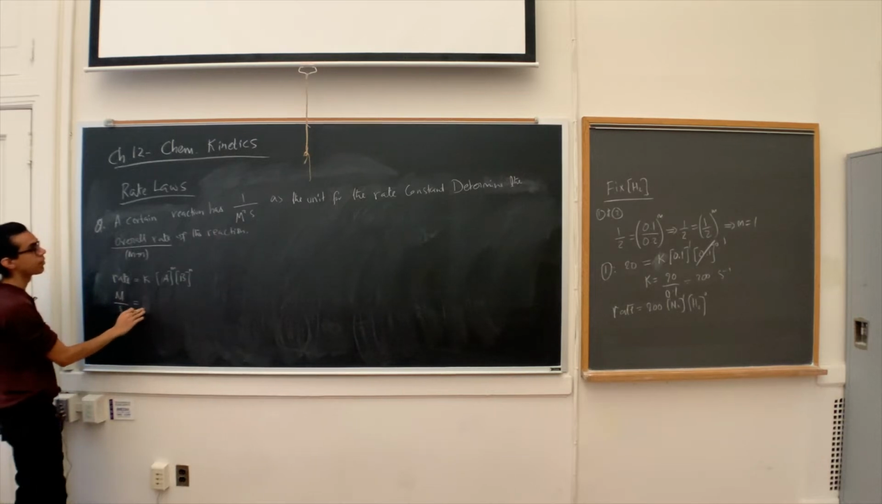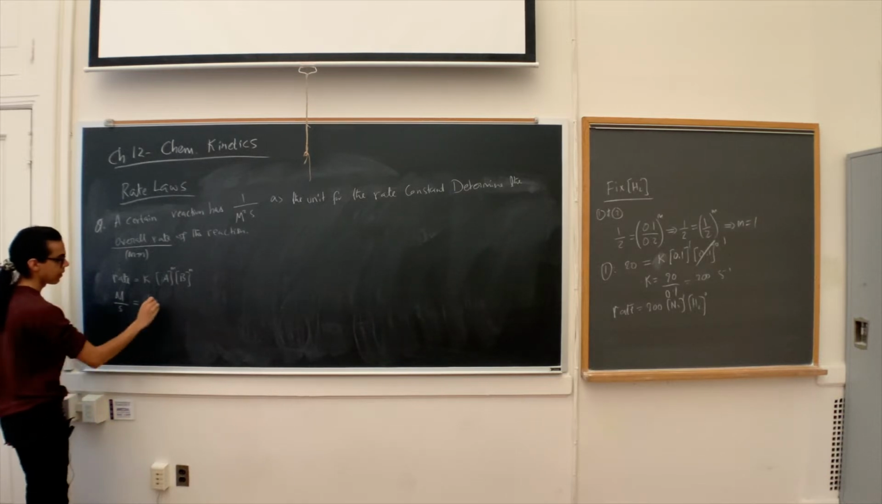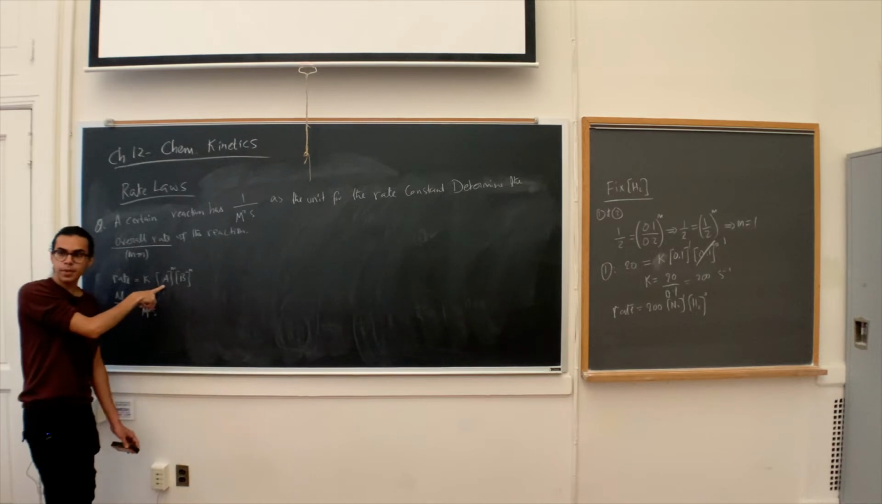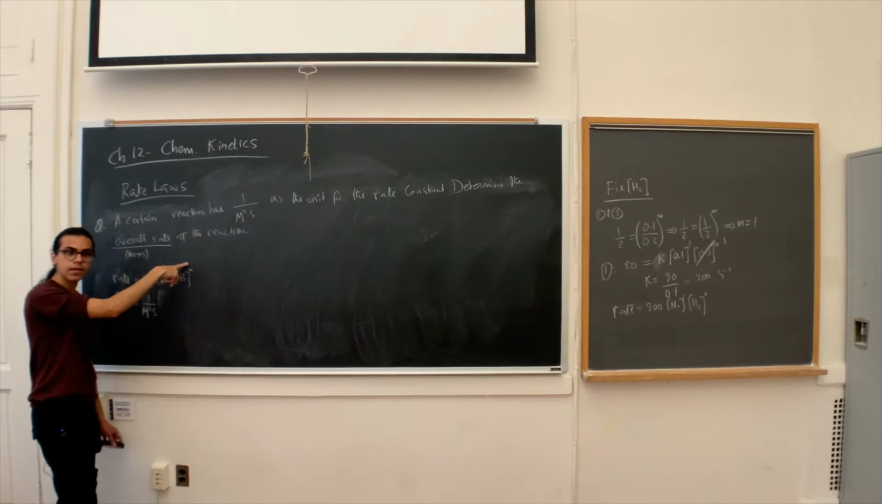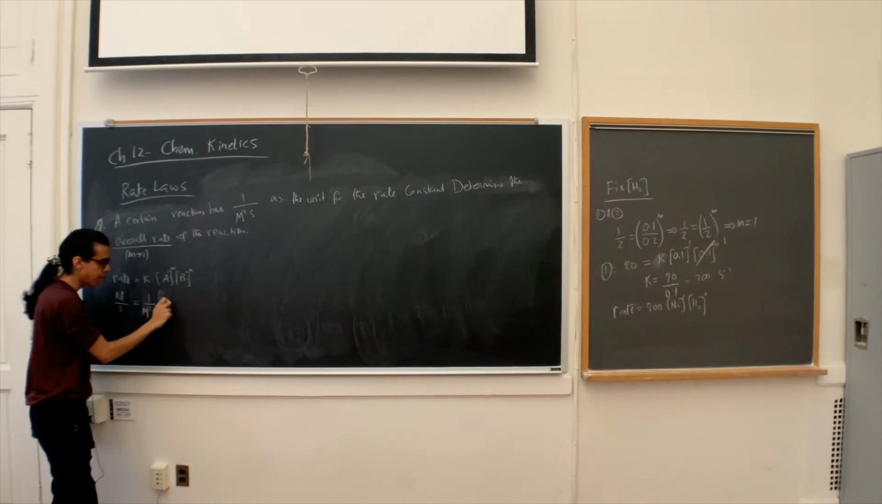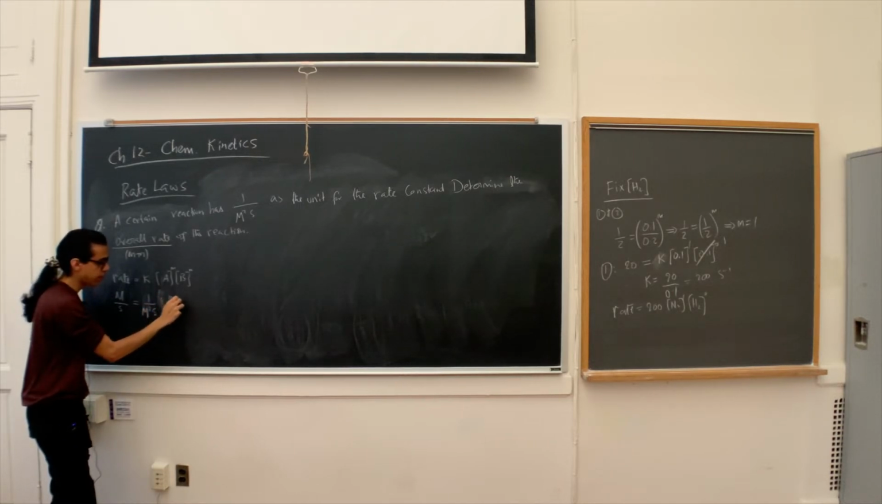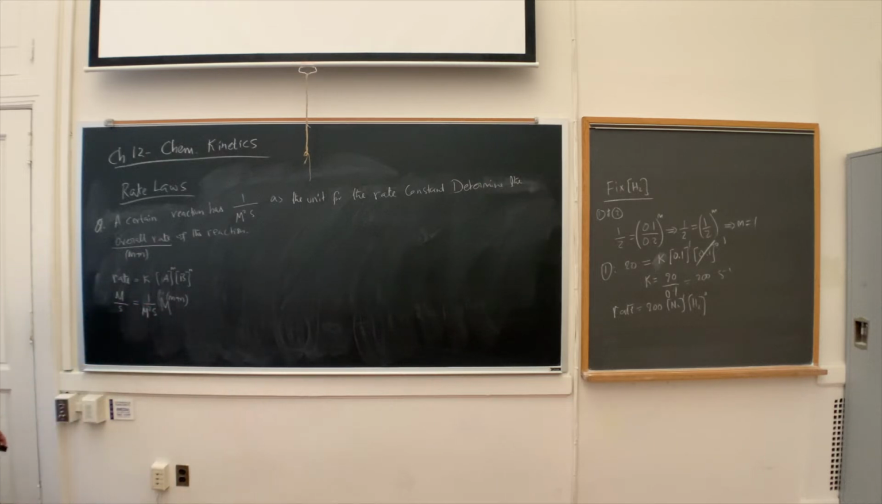K I have given to you. It's 1 over molars squared seconds. And then I have a molar coming from here, a molar coming from here. So that's molar to the m, molar to the n. How do I combine that? M plus n, molar to the m plus n. Awesome. That's what we need to figure out, the m plus n part.